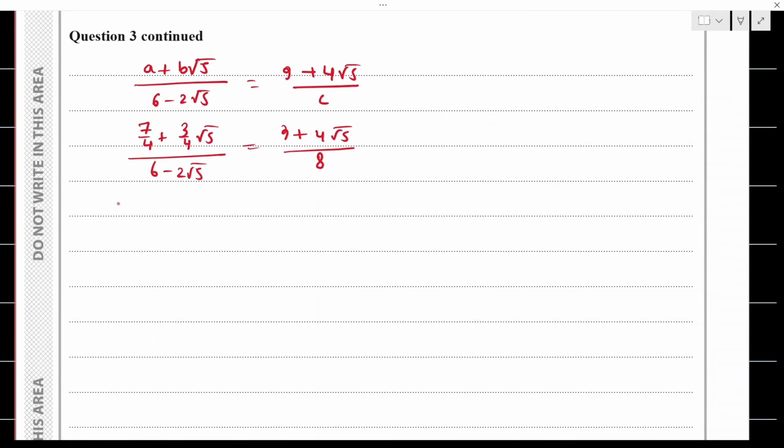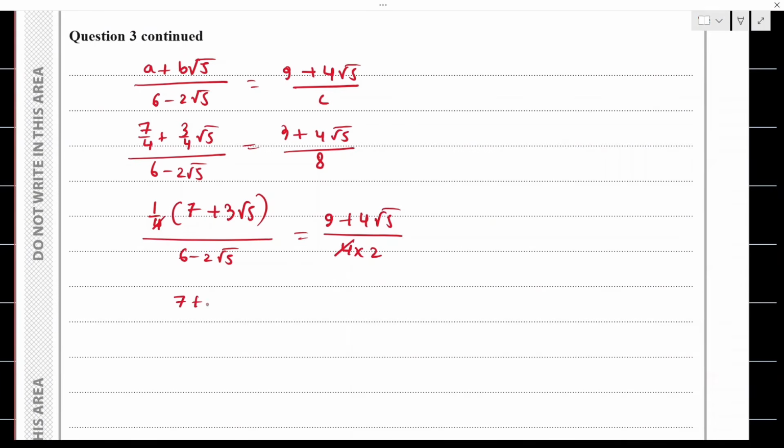Now we can simplify this. We can see that I can take 1 by 4 common on our numerator. So 7 plus 3 root 5 divided by 6 minus 2 root 5 is equal to 9 plus 4 root 5. I can write 8 as 4 into 2. I can see that this 4 and this 4 cancel out, and then we will have 7 plus 3 root 5 divided by 6 minus 2 root 5 is equal to 9 plus 4 root 5 divided by 2.